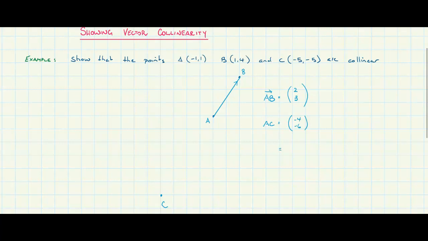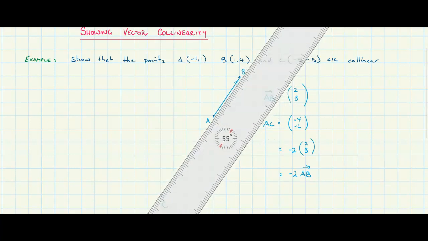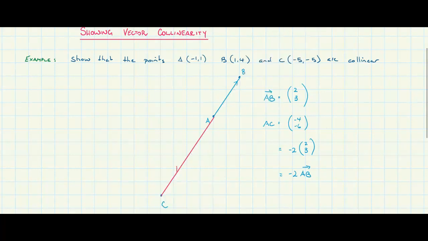But the way to formalize that and rewrite it would be to say that this is -2 lots of 2, 3, which means we've got -2 lots of AB. So my AC vector goes in the opposite direction to AB and is twice the distance, but really what that does for us is it shows that A, B, and C are indeed collinear. Okay, I'll just draw that in there, and that would be representative of our vector AC.